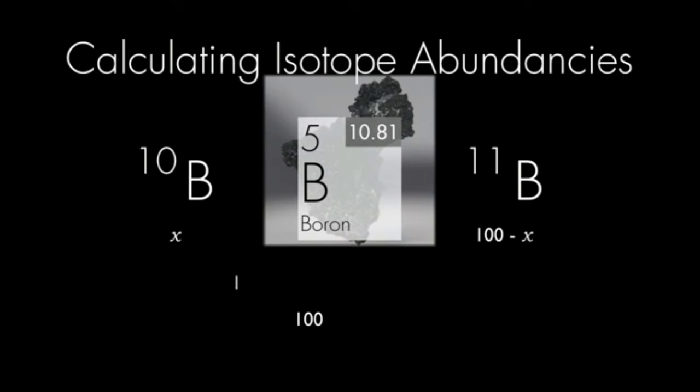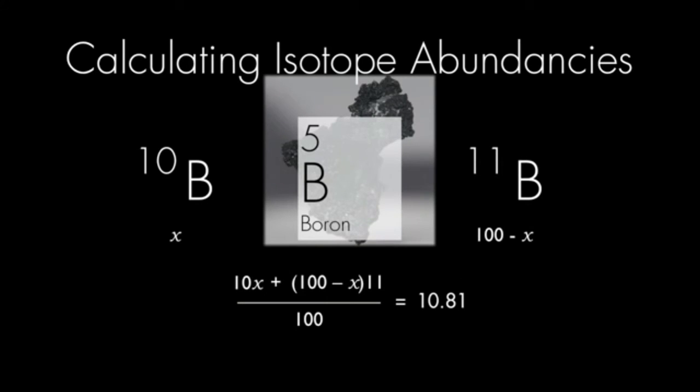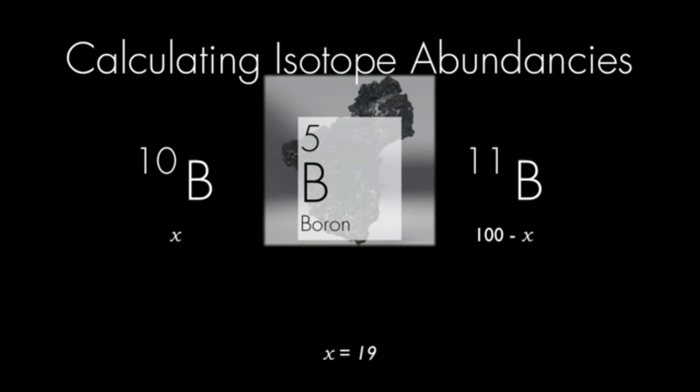We can put this together to calculate the average atomic mass, which we already know for boron if we look at the periodic table. Do a little algebra, and it tells us that X is equal to 19, which is a percentage of boron-10, and therefore boron-11 has an abundance of 81%.